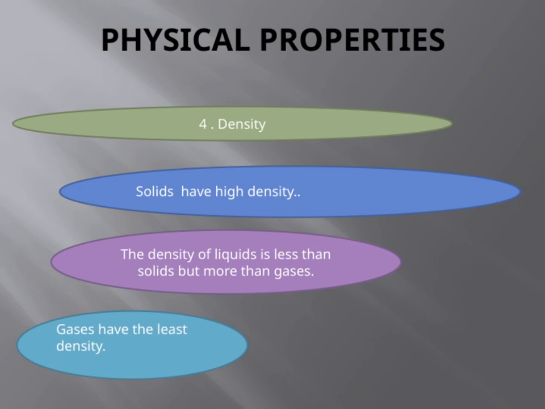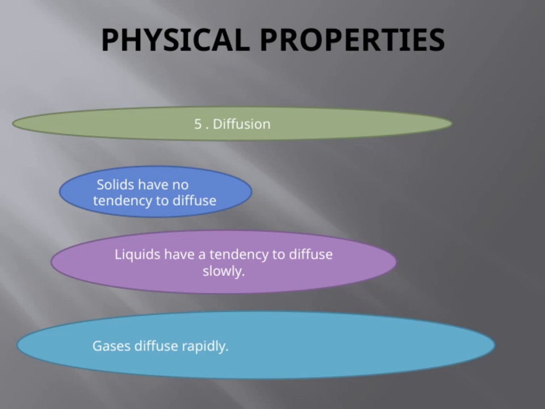Finally, gases have the least density because their particles are spread far apart, making them much less compact than solids or liquids. Understanding these differences in density helps us grasp how different states of matter behave and interact in our world. Let's talk about diffusion and how it varies across different states of matter.